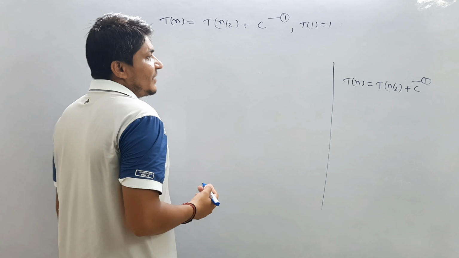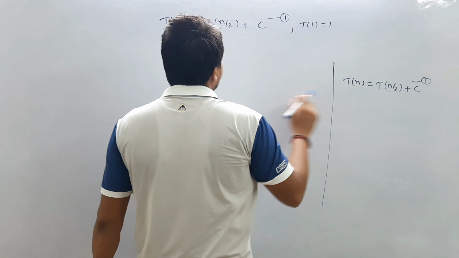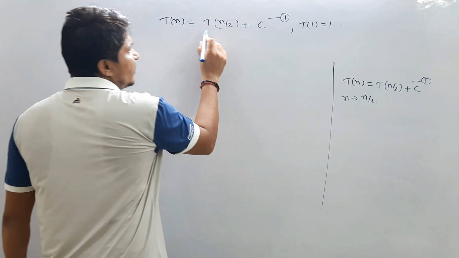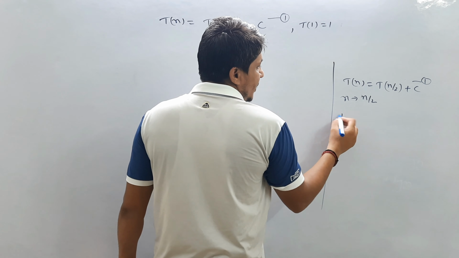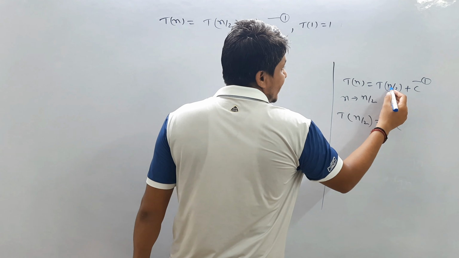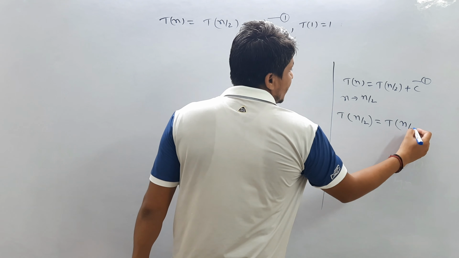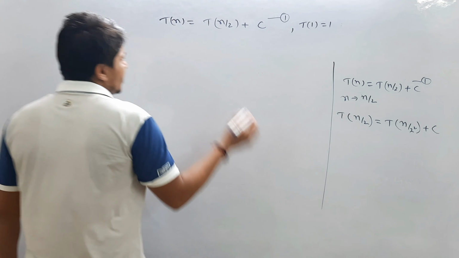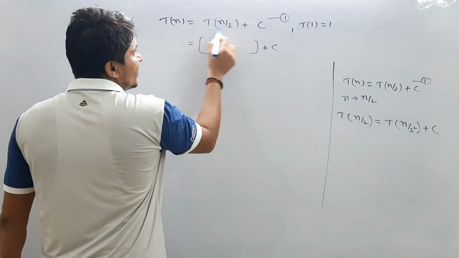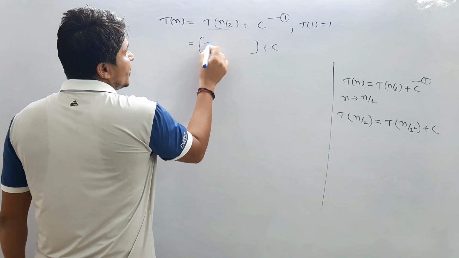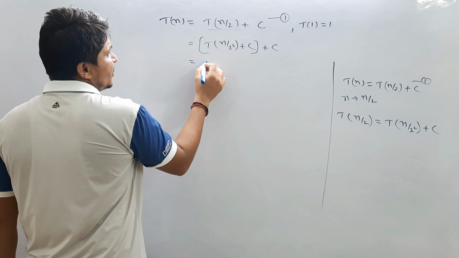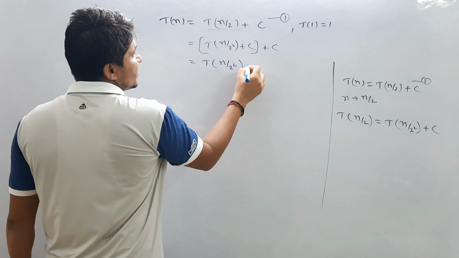In this equation, if I replace n by n/2, I will get the value of T(n/2). So T(n/2) equals, if I replace n by n/2, 2 is already there, so it is going to be T(n/2^2) + C. Let us substitute this value. Plus C is already there. What is the value of T(n/2)? T(n/2) is nothing but T(n/2^2) + C. Let us simplify this. So it is going to be T(n/2^2) + 2C.